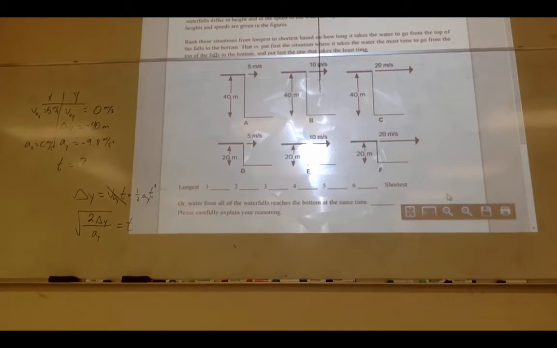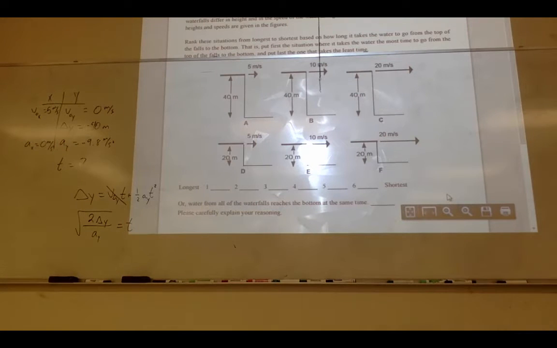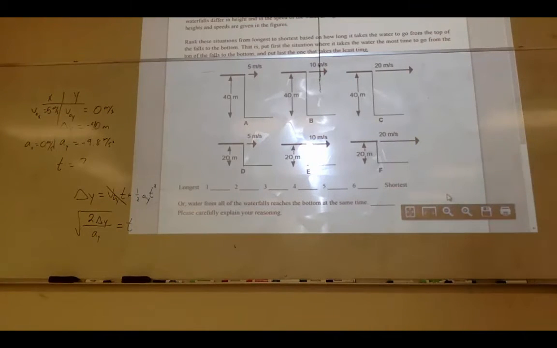What does the time depend on? Looking at that, delta y and acceleration. The height and the acceleration. How does the acceleration of all of these compare? They are all the same, negative 9.8. What about the delta y? How do A, B, and C compare? They're equal, so their times should be equal.